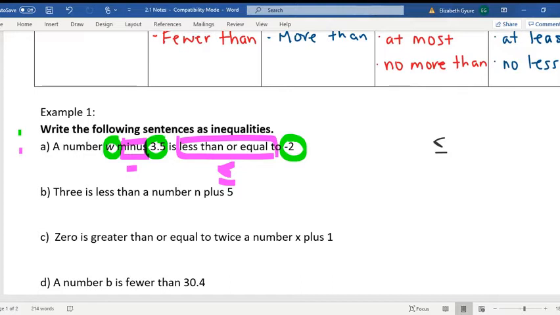Doesn't it say is less than or equal to -2? So what's going to need to go on the right-hand side? The -2, right? What's going to need to go then on the left-hand side if it says W minus 3.5? Literally W minus 3.5, right? W, put your subtraction sign, 3.5. And it doesn't say to solve, it just says to write. So we'd be done at that point.